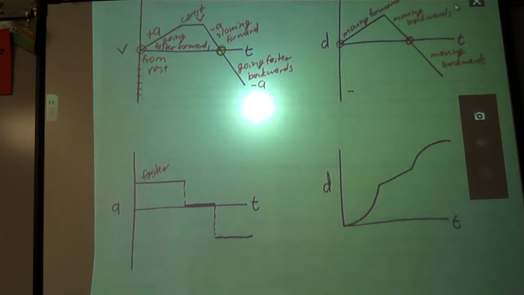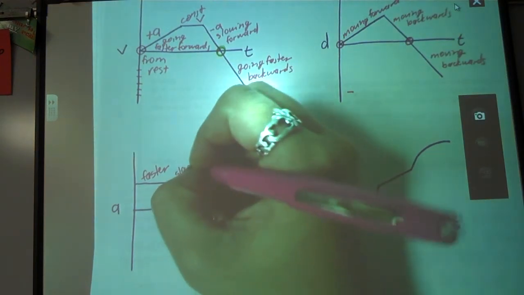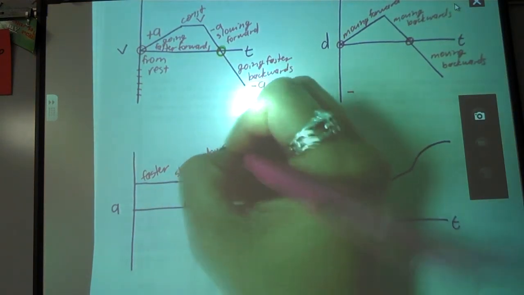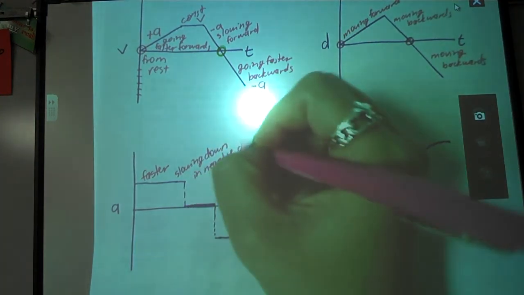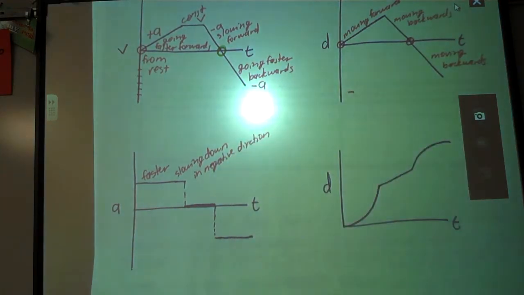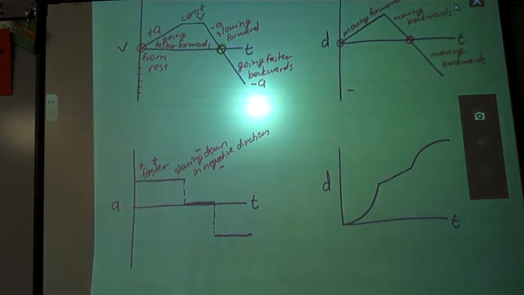The second possibility, and again, this is weird. My second option is that I could be slowing down in the negative direction. Easy way to remember that: negative and a negative makes a positive. Faster in the positive direction, that's two positives. So I have two options already on my graph. I would need more information to know exactly what my object is doing.